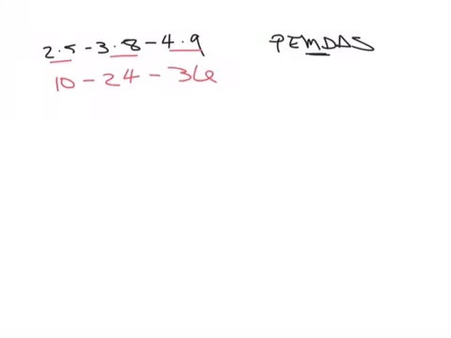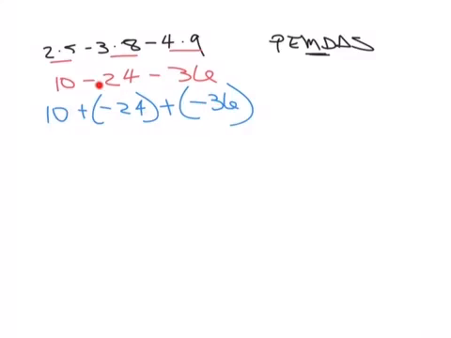All right, so now we have these minuses. Now remember, I can change all of those to pluses just by doing that. Didn't do anything weird. Just put a plus sign here and a plus sign here and put the negative on with the 24 and the negative on with the 36, and put them in parentheses.